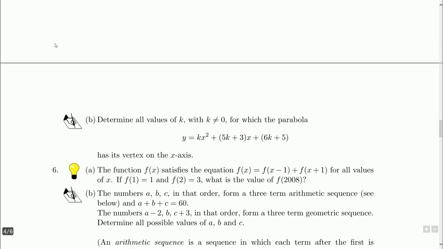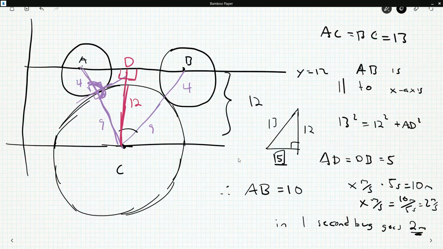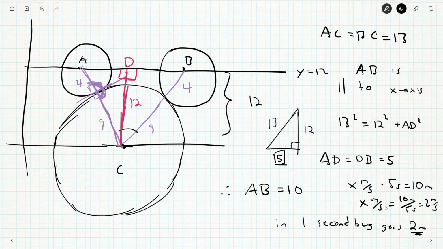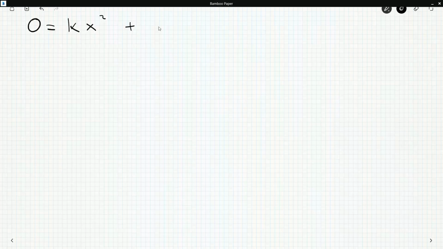Okay? So we've also got the B part here written. Determine all values of k with k not equal to 0 for which this parabola here has its vertex on the x-axis. So what I might try and do here is put this in vertex form. Okay, so let's get a brand new piece of paper. So we've got 0 is kx squared, then k plus 3, 5k plus 3.